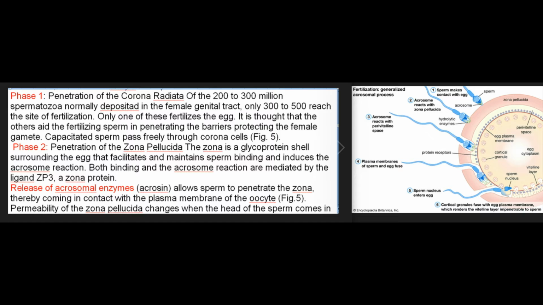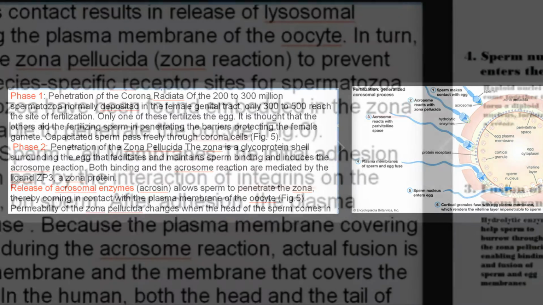The zona is a glycoprotein shell surrounding the egg that facilitates and maintains sperm binding and induces the acrosome reaction. Both binding and the acrosome reaction are mediated by the ligand ZP3, a zona protein. Release of acrosomal enzymes, acrosin, allows sperm to penetrate the zona, thereby coming in contact with the plasma membrane of the oocyte, Fig. 5.